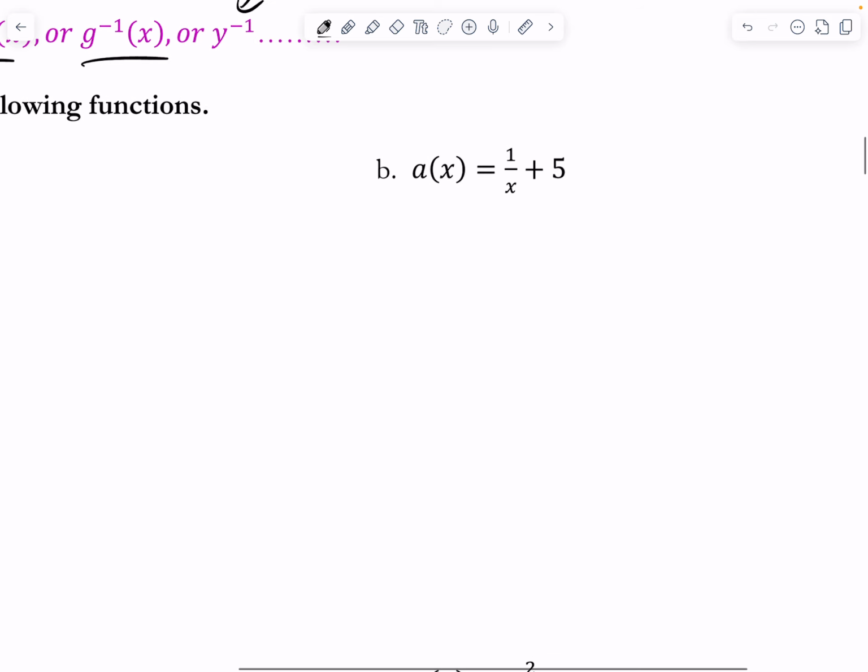Okay, let's do the next one. So I'm going to write y equals 1 over x plus 5.